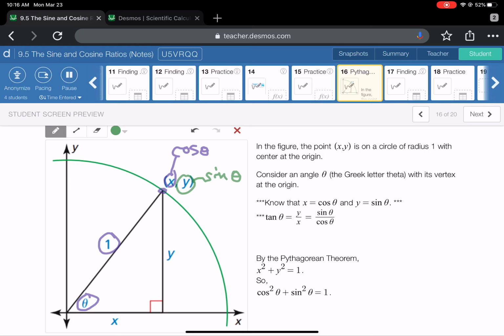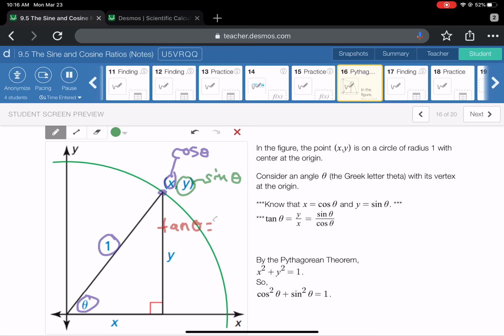One other thing: because cosine equals adjacent over hypotenuse and sine equals opposite over hypotenuse, we should also know that tangent of theta is equal to sine theta over cosine theta. So these are some of the identities that you're going to need to remember.